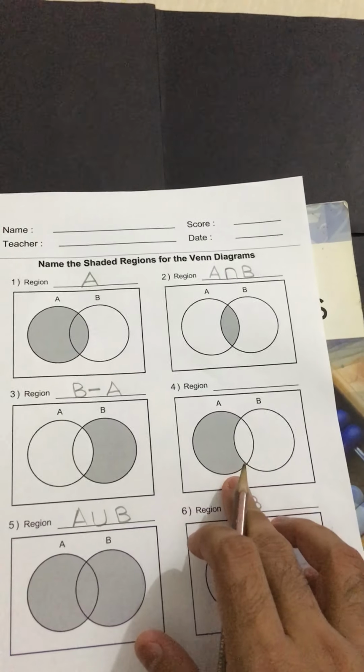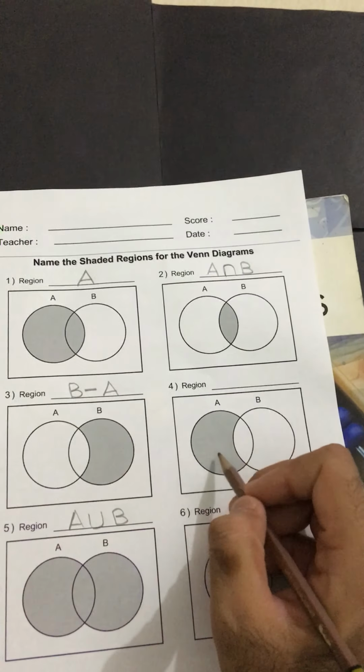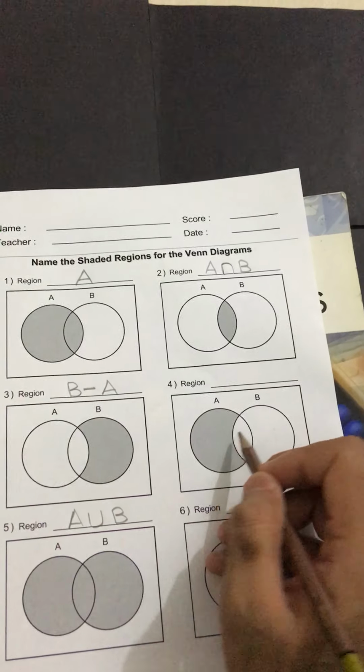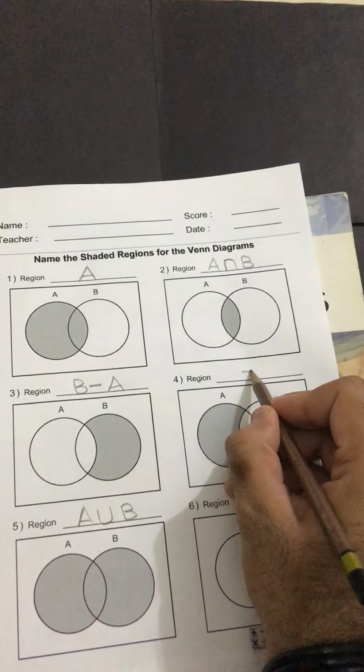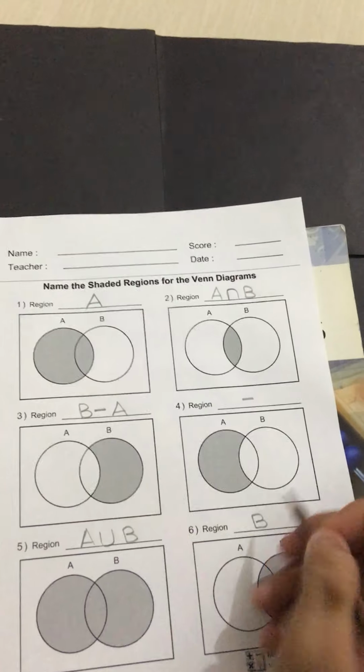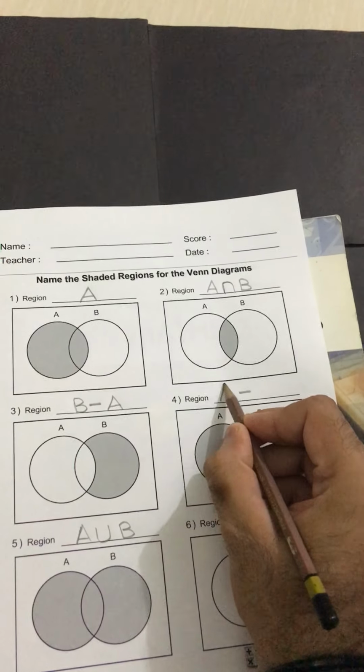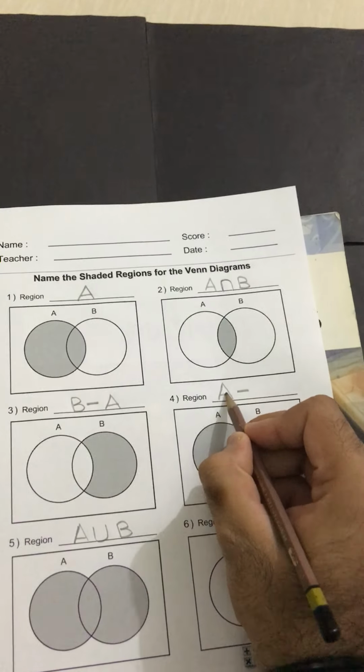And in the fourth part, since A is my answer and only the part of A is shaded that has no connection with B, I can say that this is also again a difference operator. And since the answer lies in A, I will write A first and then I will write B because B is not shaded.